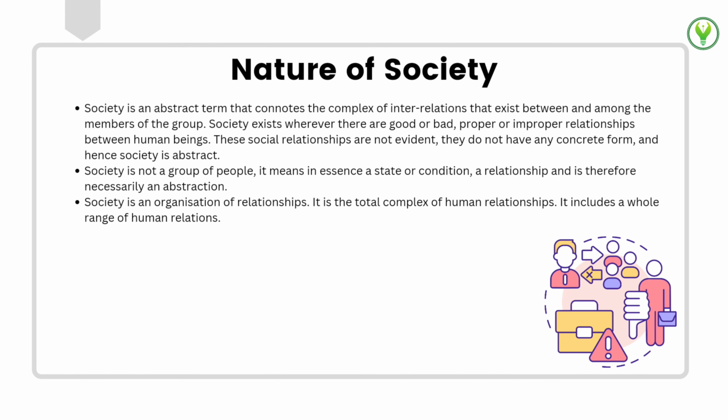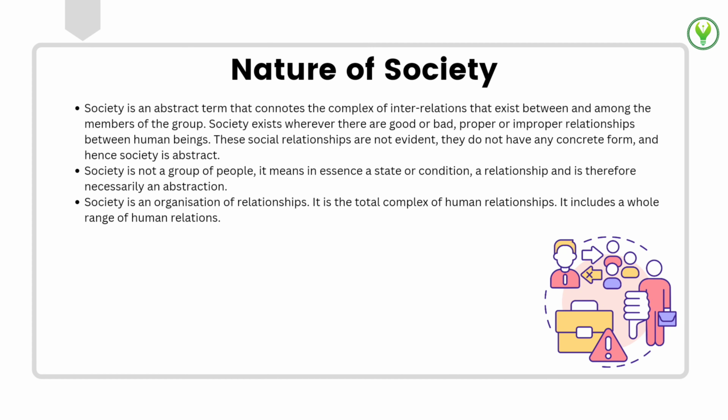Moving on with the nature of society. Society is an abstract term that connotes the complex of interrelations that exist between and among the members of the group. Society exists wherever there are good or bad, proper or improper relationships between human beings. These social relationships are not evident, they do not have any concrete form, and hence society is abstract. Society is not a group of people, it means in essence a state or condition, a relationship, and is therefore necessarily an abstraction. Society is an organization of relationships.